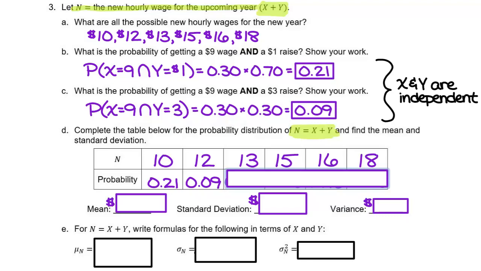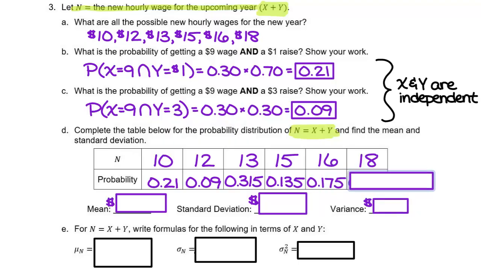What's the probability somebody makes $13 an hour in the new year? 0.315. That would be that 0.45 times 0.7. What's the probability somebody makes $15 an hour in the new year? 0.135. $16 an hour? 0.175. And $18 an hour? 0.075. And then we take those new values for n, we put those in list 1. We take the new probabilities, we put those in list 2 to find the mean and the standard deviation.